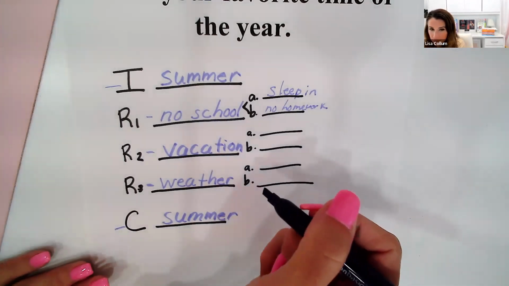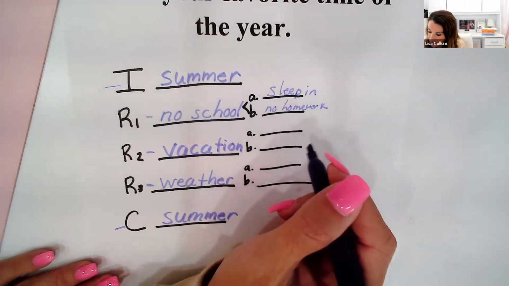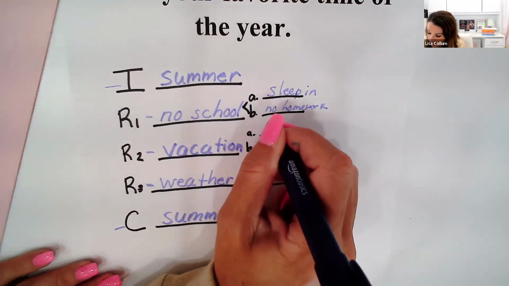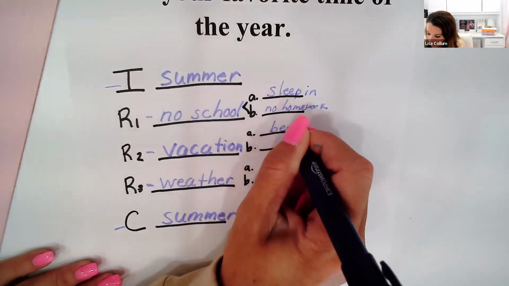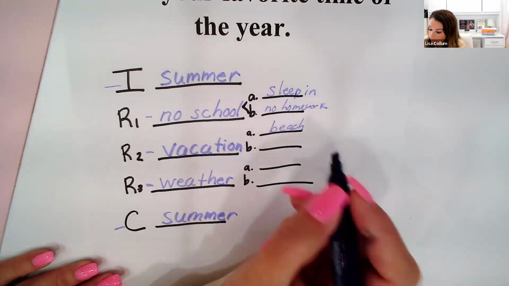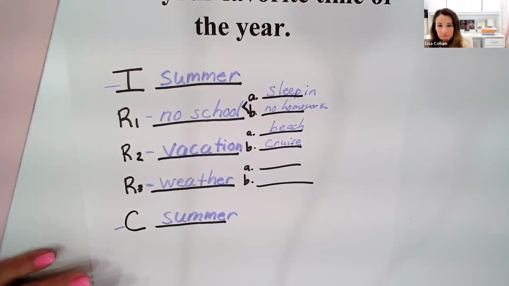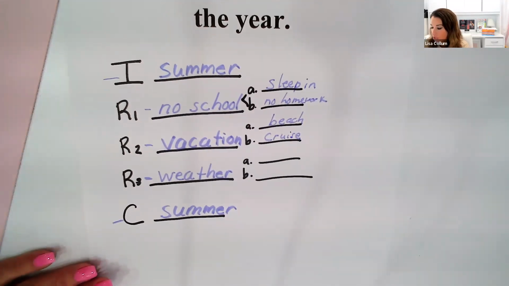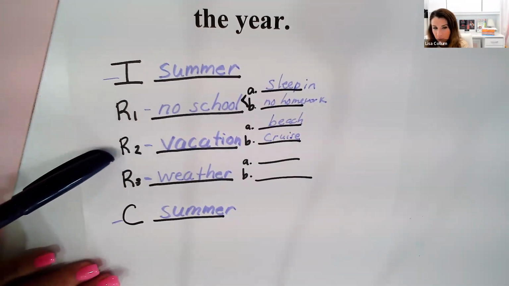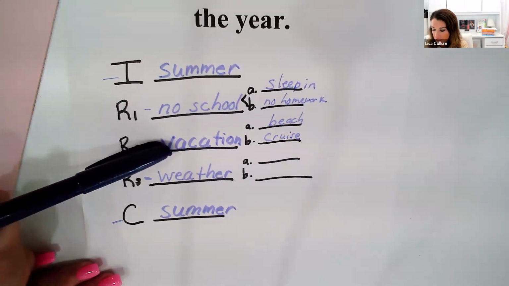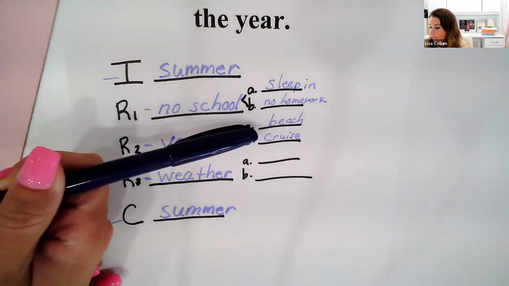So over the summer, two things I want to write about vacation is that I like going on a beach vacation, and I like going on a cruise. So when I get to this paragraph and I'm talking about I like summer because I can go on vacation, I'm going to talk about going on a beach vacation and going on a cruise vacation.